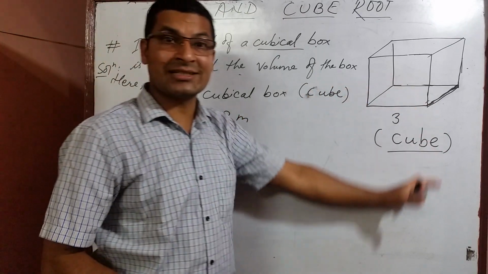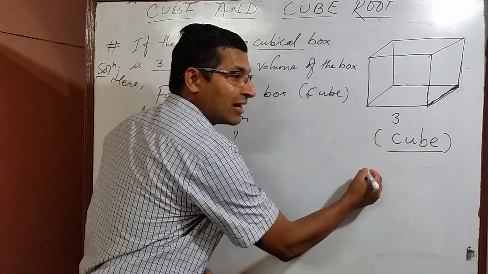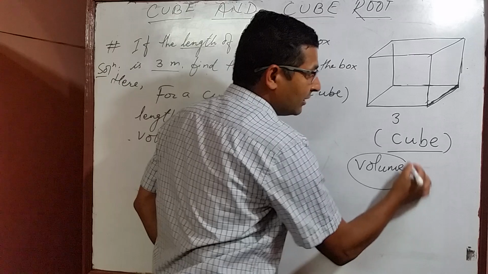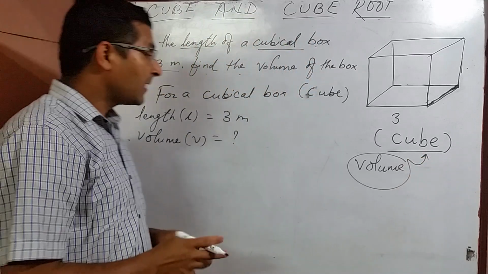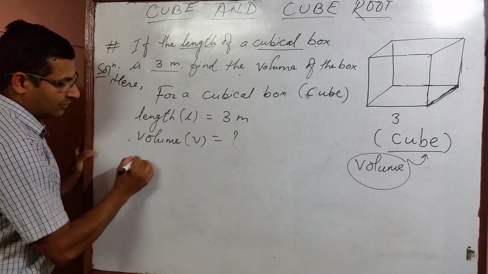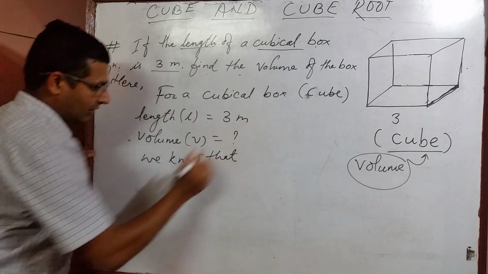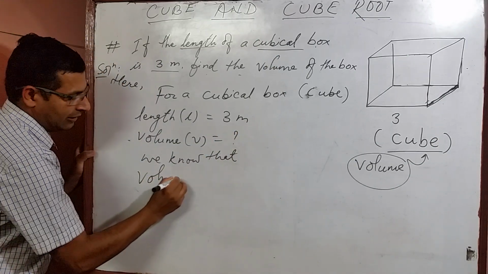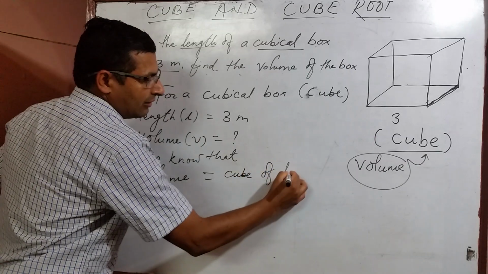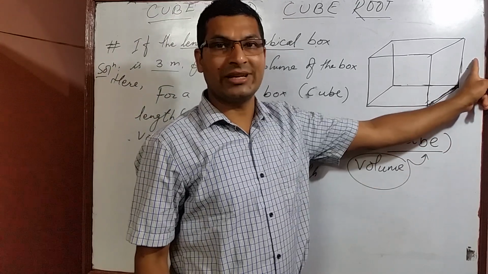As we have already discussed, cube and volume are the same. We can compare volume with the cube. Okay, so we know that volume is given by the cube of length, because you already know length into length into length.